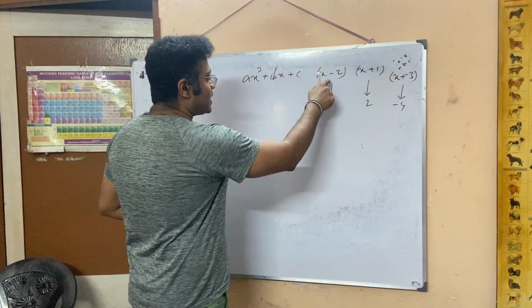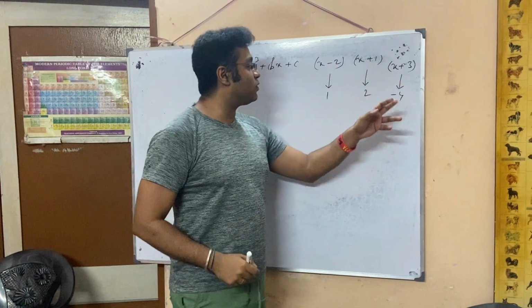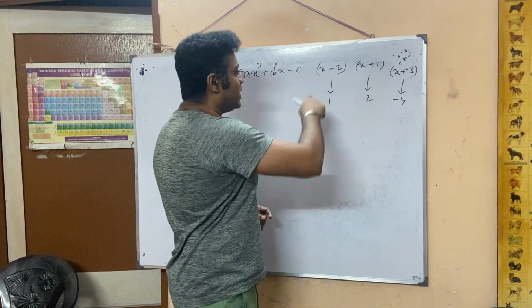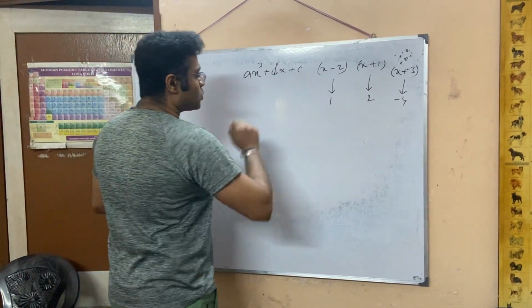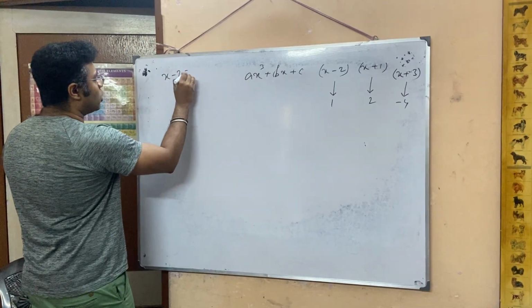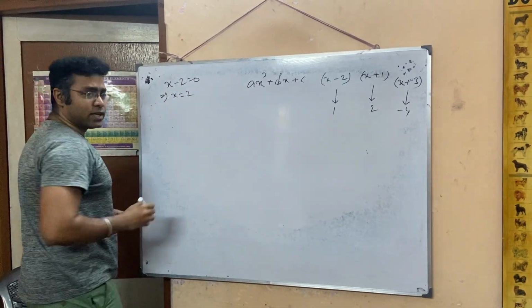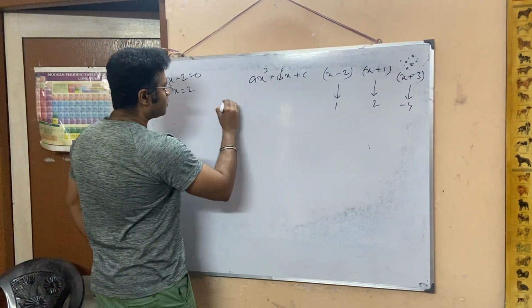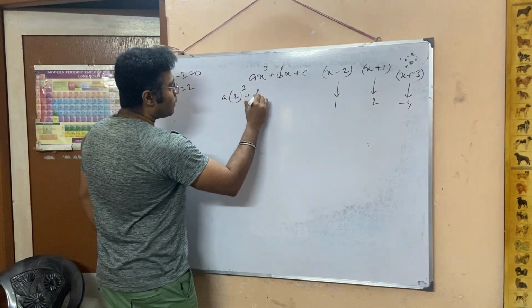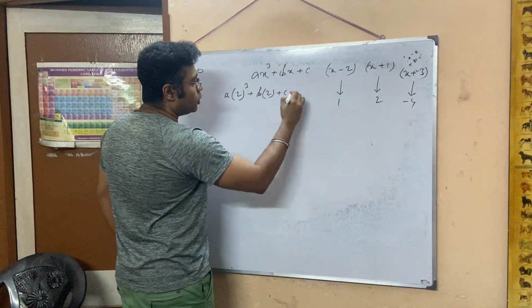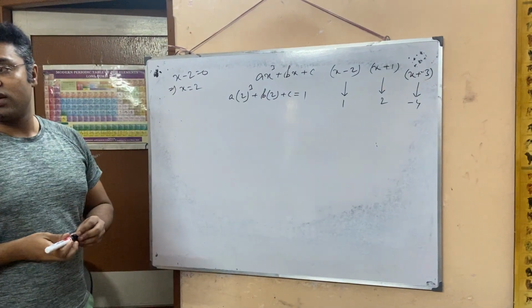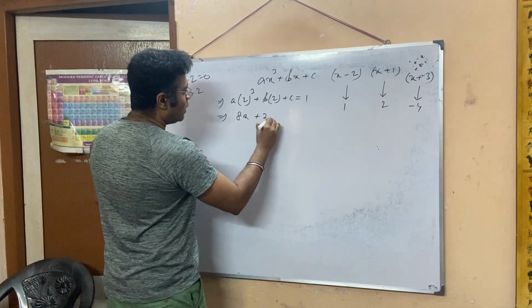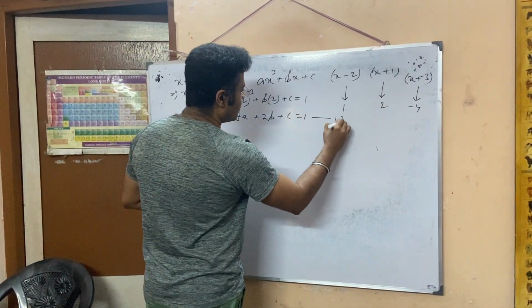Fine. First, x − 2. There are 3 divisors, right? First is x − 2, second one is x + 1, the third one is x + 3. So when the divisor is x − 2, the remainder is 1. So if x − 2 = 0, x = 2, right? And there is the value of 2 here in this equation. It will be equal to 1, not 0, because the remainder is 1, right? 8a + 2b + c = 1. This is my first equation.